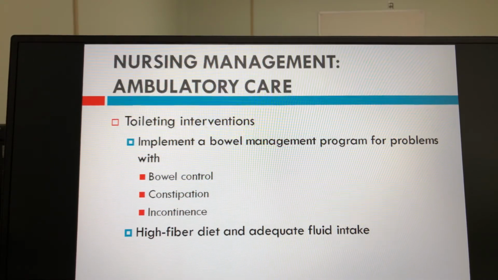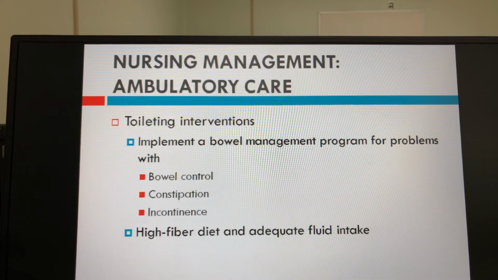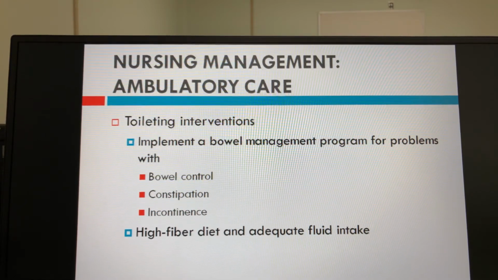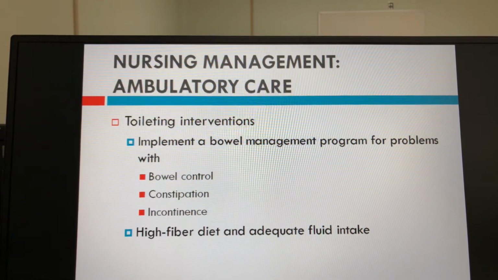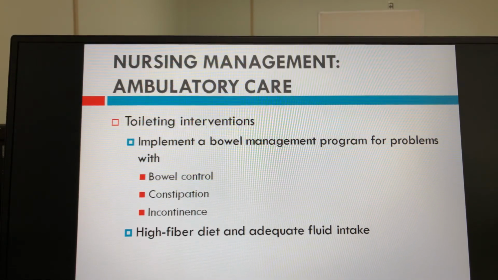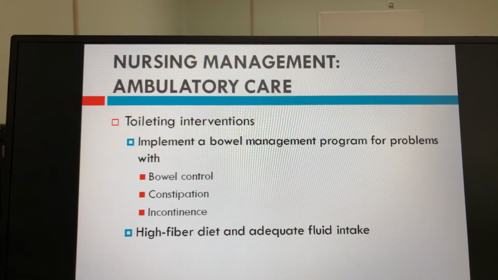So they need to have a diet high in fiber along with adequate fluid intake. And they need 2,500 to 3,000 mLs of fluid daily unless that's contraindicated. About 4 ounces of prune juice or stewed prunes is something they can have daily to help regulate the bowel or help prevent constipation.